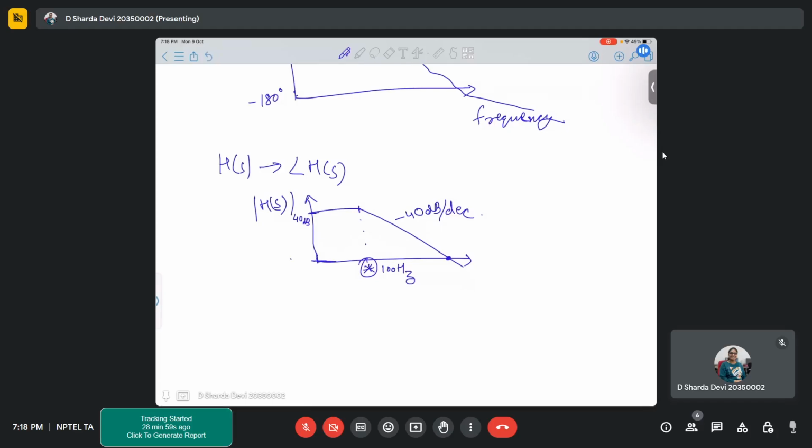So this is 0 dB that you know, because the axis we call 0 dB. This is a 40 dB per decade slope. Decade means 10 times. So per decade slope of minus 40 dB, your DC gain was 40 dB. So what is this frequency? And this is the phase. So what will be this frequency if it was 100 hertz over here?